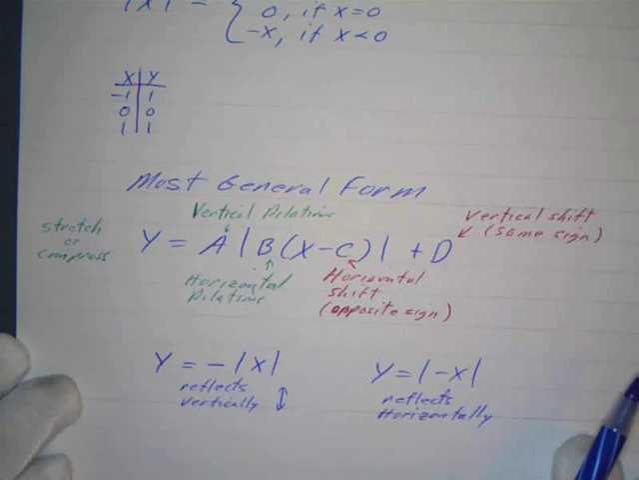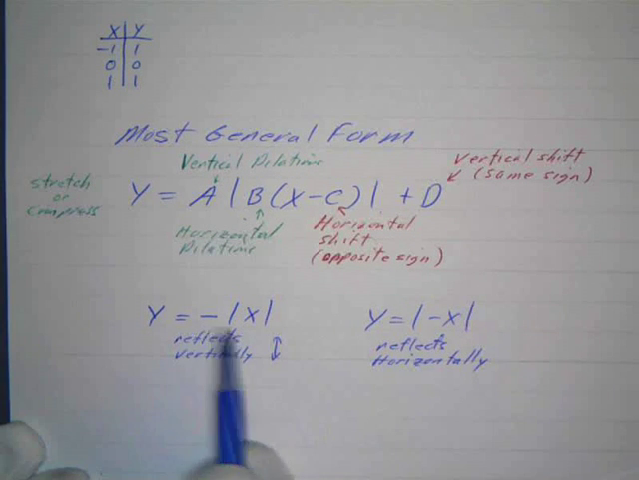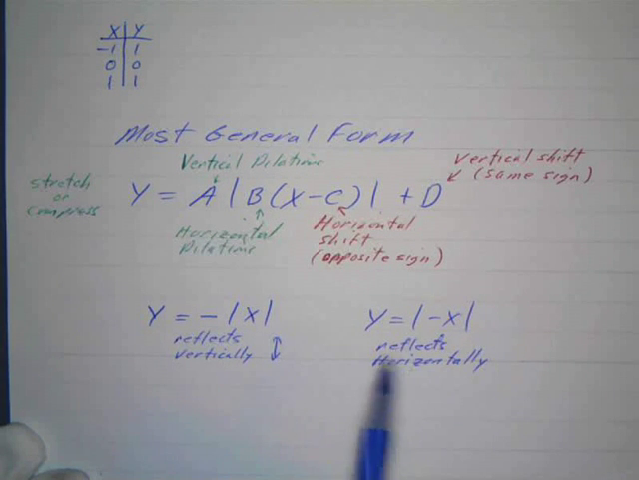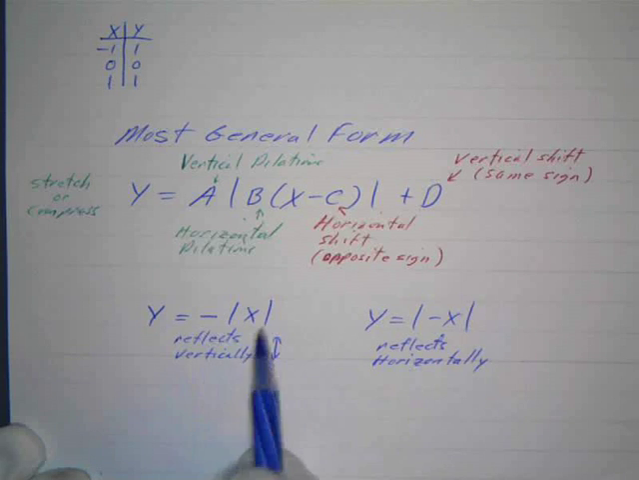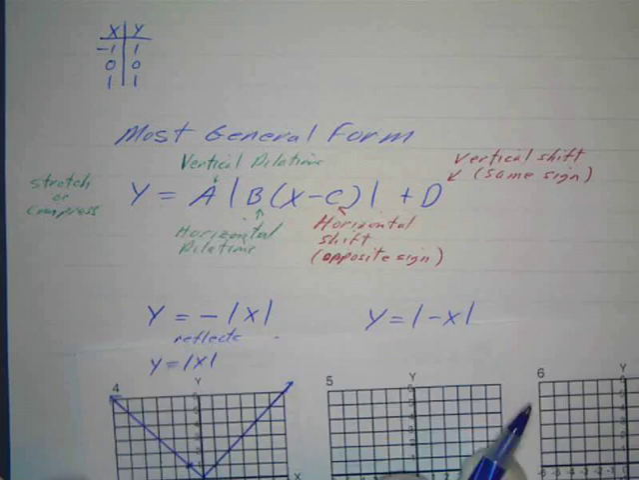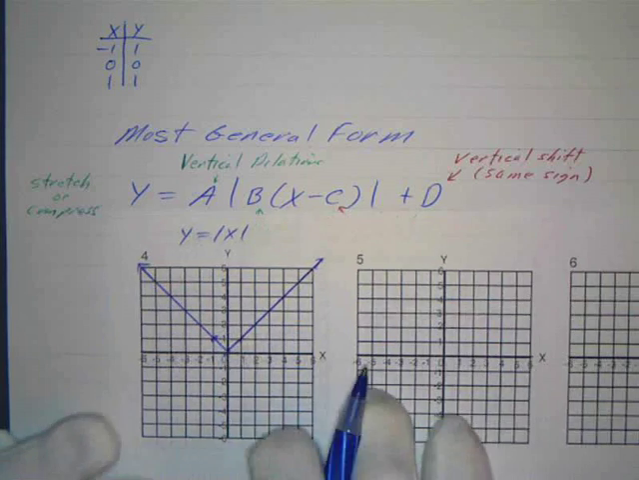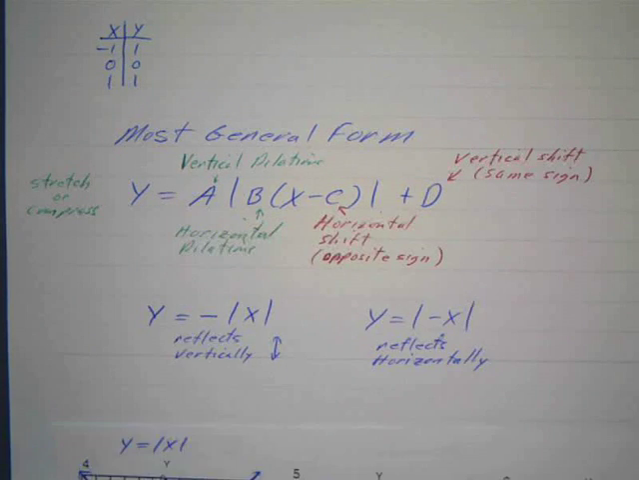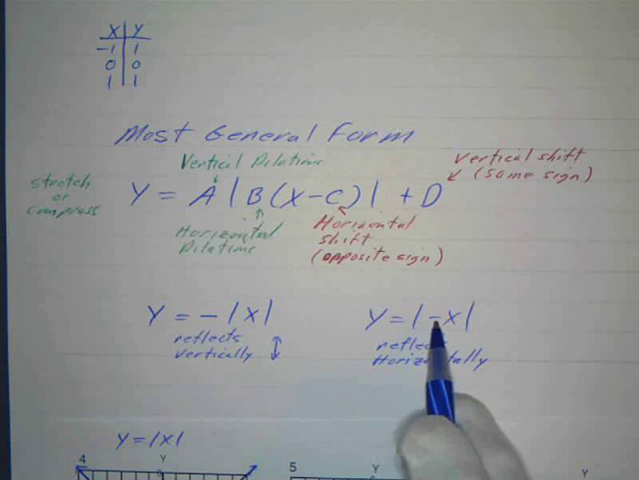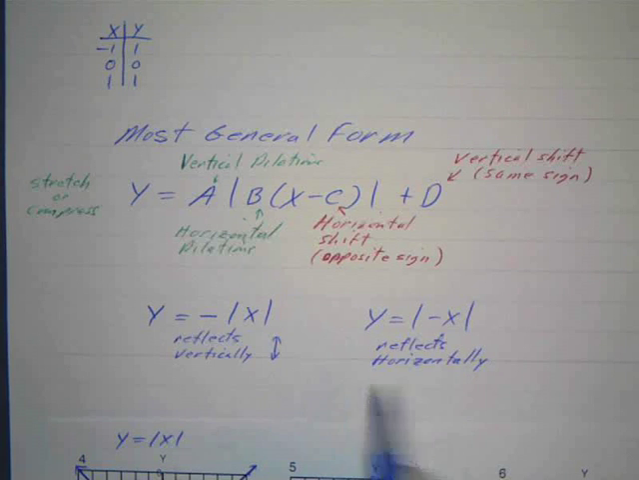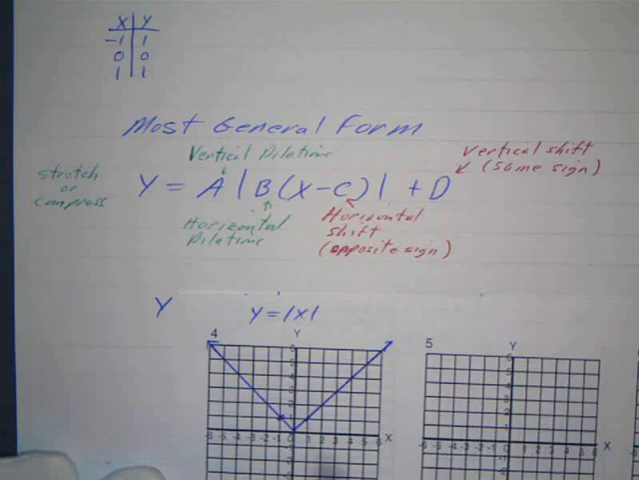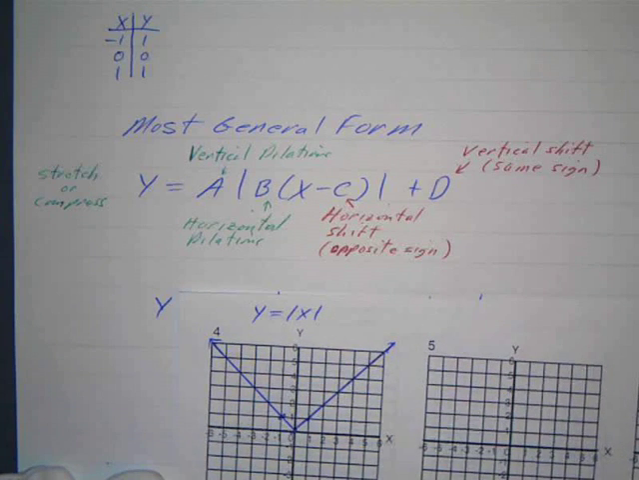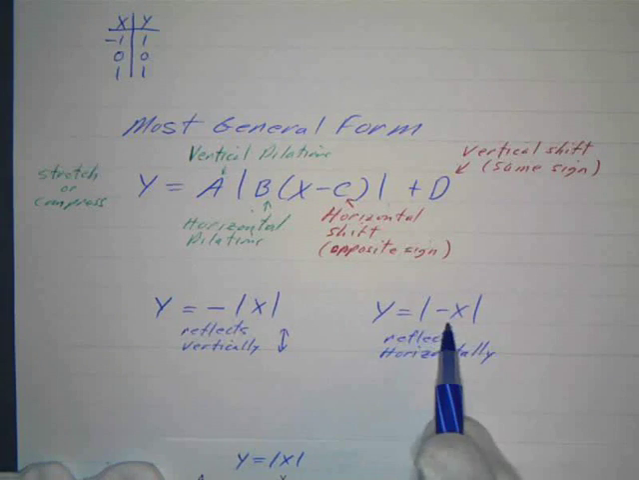We do have these other basic changes. If we have a negative in front, this reflects the graph vertically. So a negative absolute value of x would just be flipped about the x-axis, so it would be like an A. Now, if we put the negative sign inside the absolute value, it flips it horizontally, which means it's reflected about the y-axis. Since this is symmetrical to the y-axis, it ends up looking the same. So this really does very little.